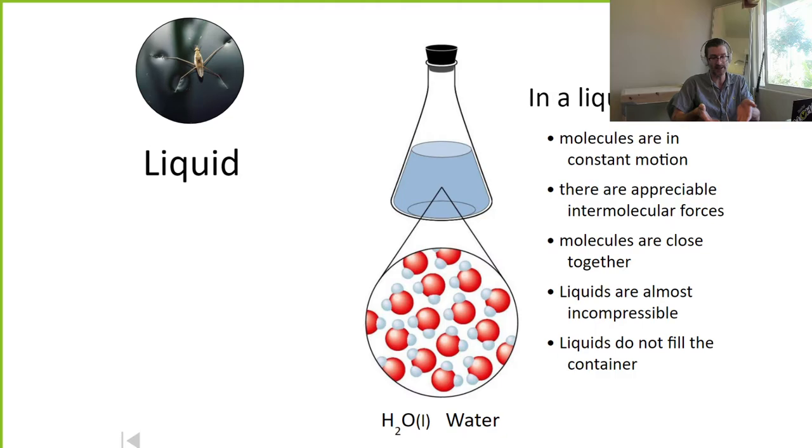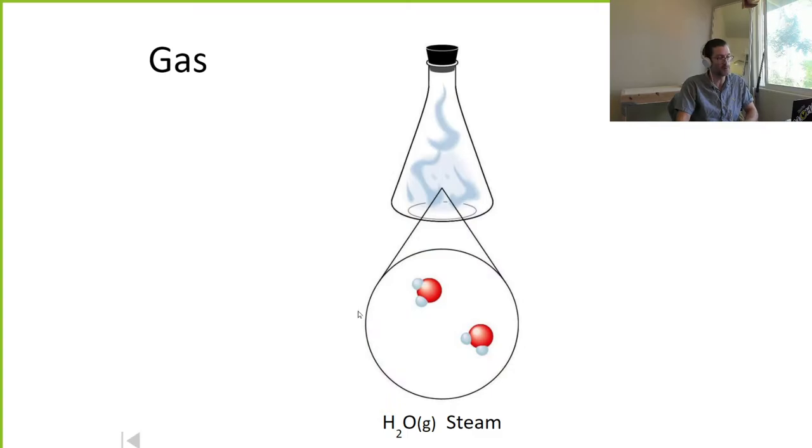In a gas, those molecules have acquired so much energy that they're zooming around, they've overwhelmed the intermolecular forces that were holding them together. There's a lot of space between those molecules, and they fill the container that they're in. We have to put a cork in it in order to keep the gas from escaping. That's how fast it's zooming.